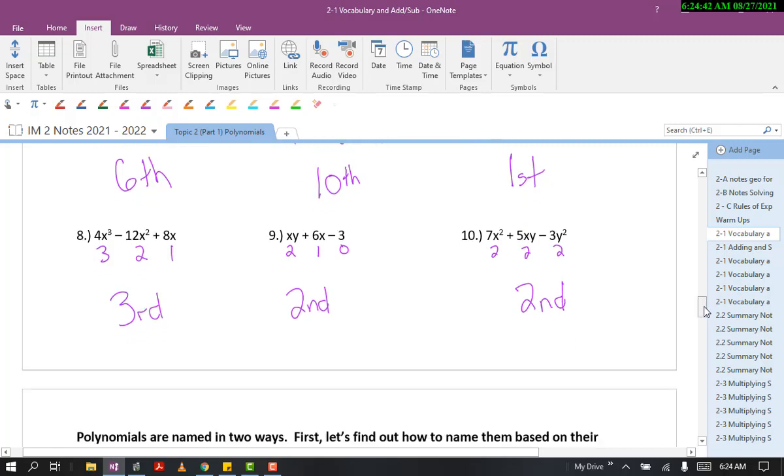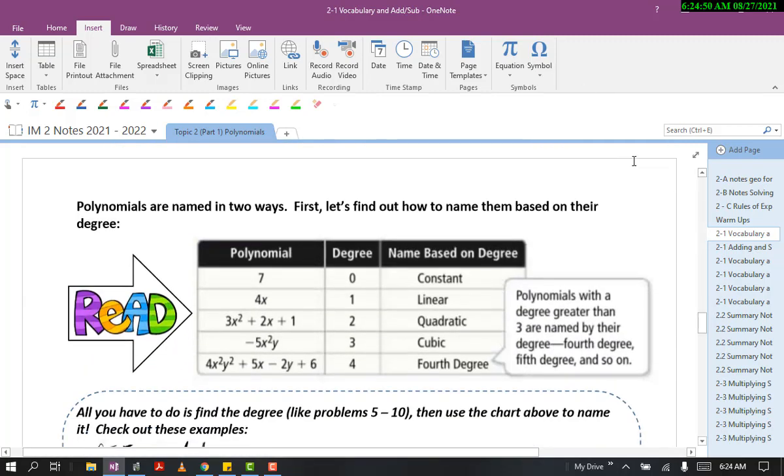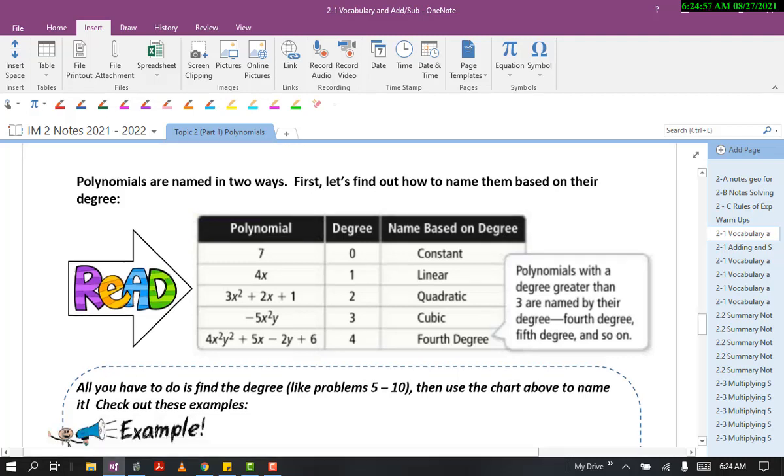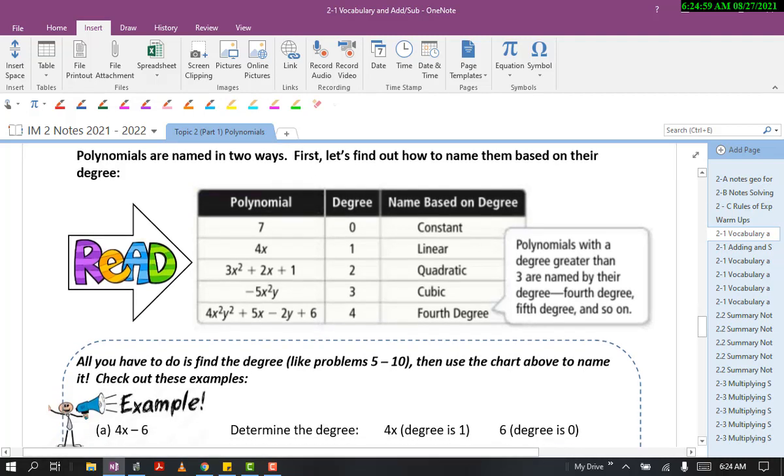So degree, not too bad. It's really the number of variables, or number of all the variables added up in each term. So one way that polynomials are named is by the degree. So we have our basics here. Again, degree of 0 is a constant. Degree of 1 is linear. That's what you dealt with in Math 1. You solved for one variable, you graphed a line, so degree of 1.